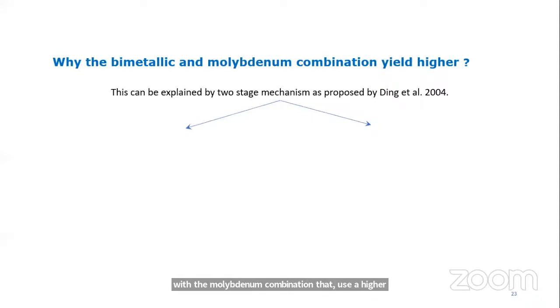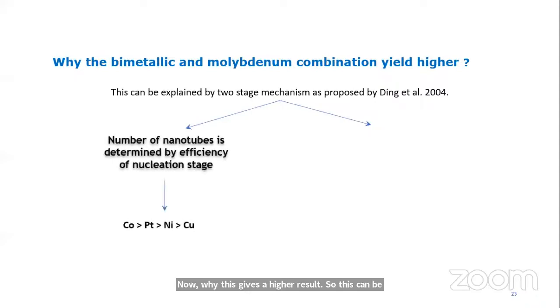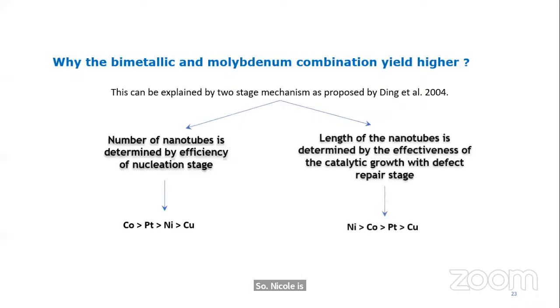Now, why does this give a higher result? This can be explained by a two-stage mechanism. One is that the number of nanotubes is determined by the efficiency of the nucleation stage. This increases with cobalt, then platinum, nickel, and copper. So nickel is greater than copper, or cobalt is greater than copper. Then the length of the nanotube is determined by the effectiveness of the catalytic growth with the defect repair stage. So here nickel is greater.